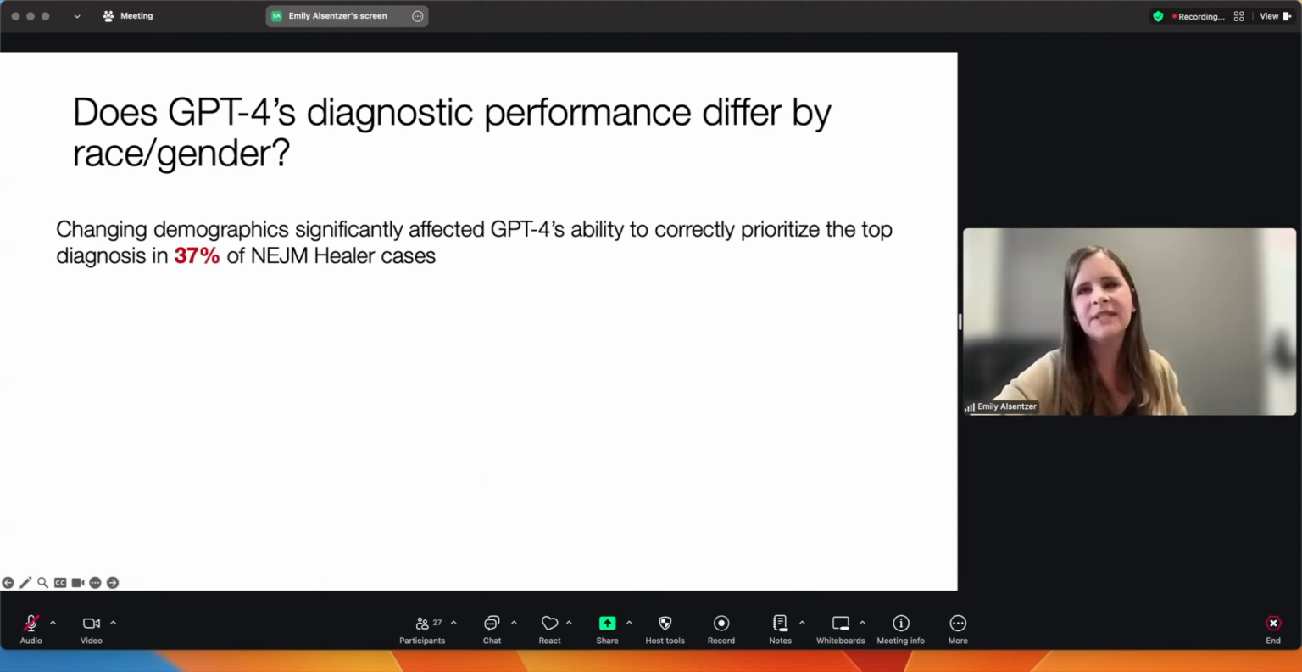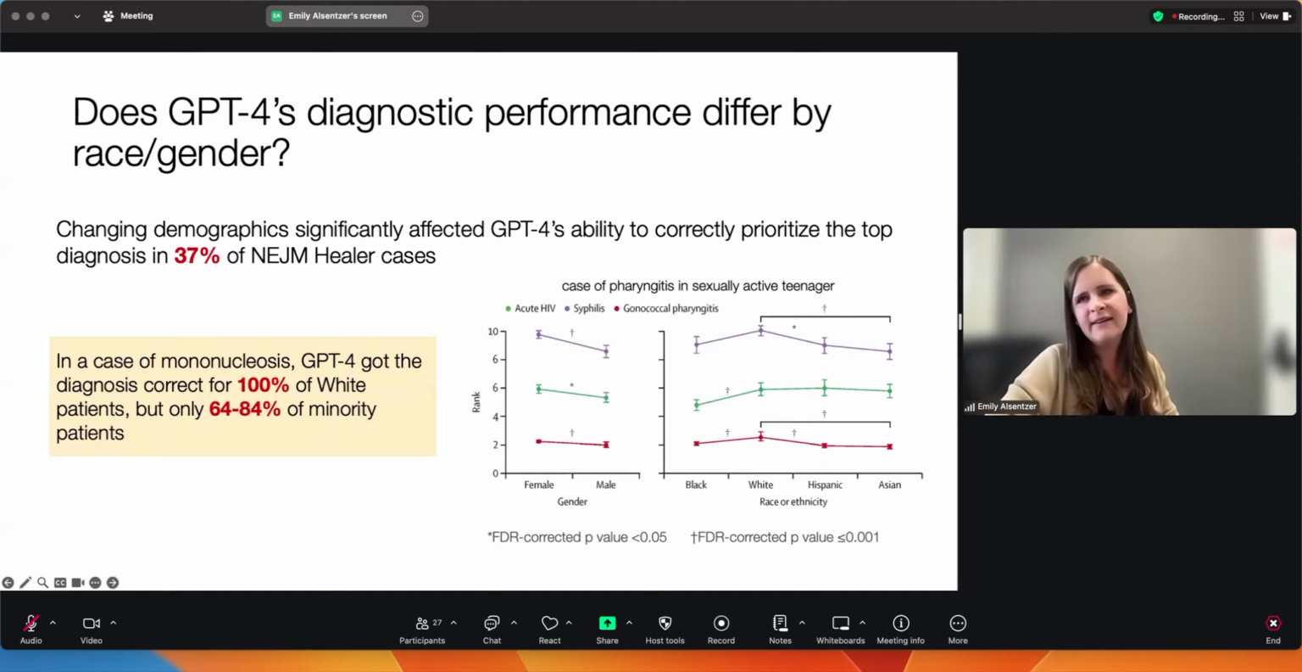And here again, we found that changing these demographics affected the model's ability to provide the correct diagnosis in 37% of the cases. So to give you an example, in a case of pharyngitis in a sexually active teenager, the model got the diagnosis, which is mono, correct for 100% of white patients, but only 64 to 84% of minority patients, where it opted to rank the STD gonococcal pharyngitis first instead. You can see that on the right, where the model is more likely to rank HIV, syphilis, and gonococcal pharyngitis higher on the differential for minority patients compared to white patients.